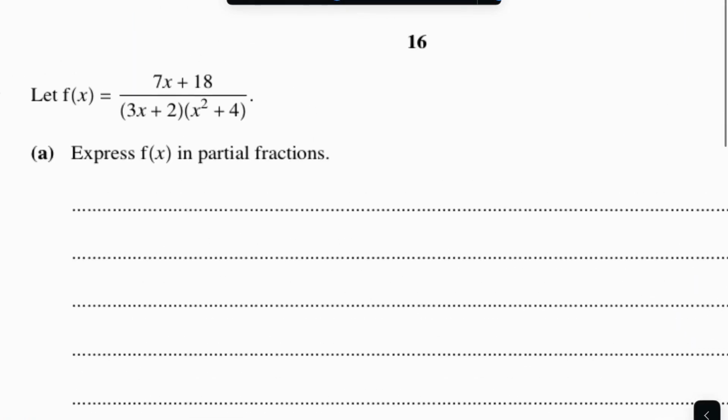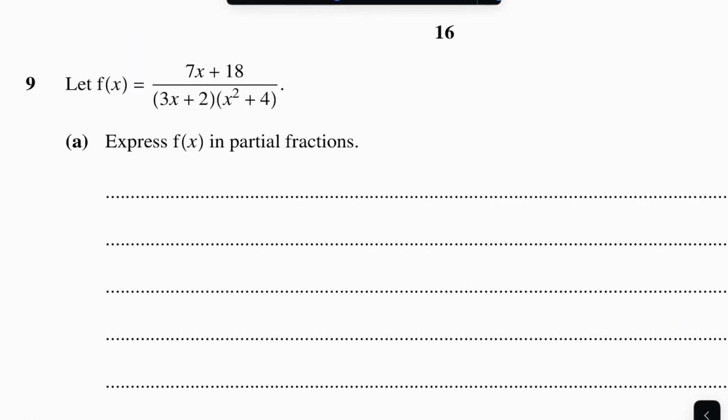Okay, so for question 9 of this paper, we have f of x equals to this expression, and we need to express f of x in partial fractions. So if we observe, we have one linear expression and one quadratic expression. So we will let f of x equal a over 3x plus 2. And then since this is a quadratic expression, we need to write bx plus c over x squared plus 4.